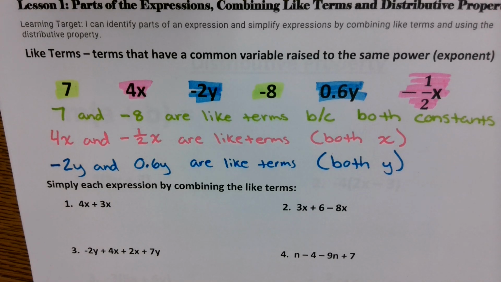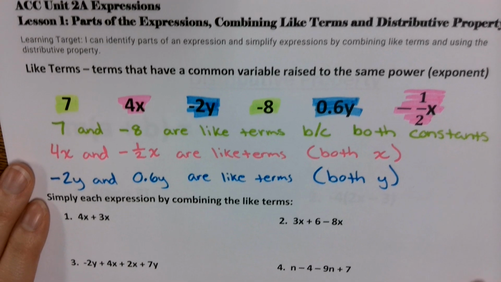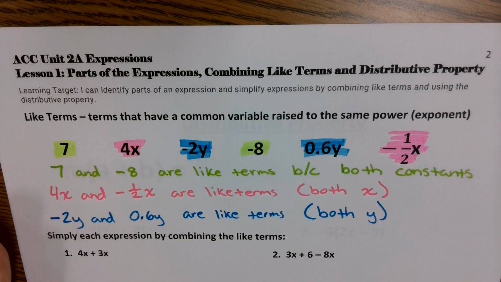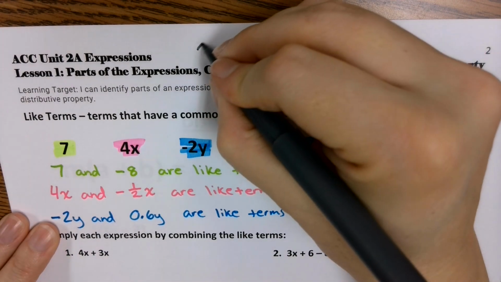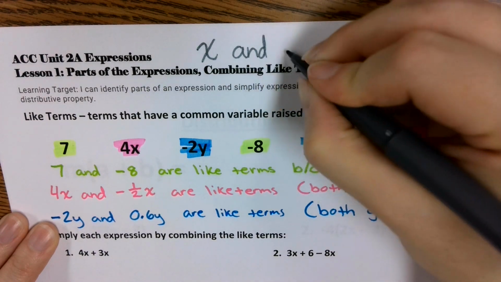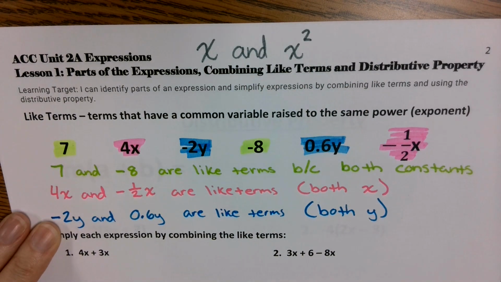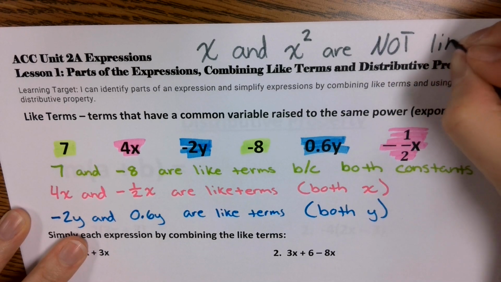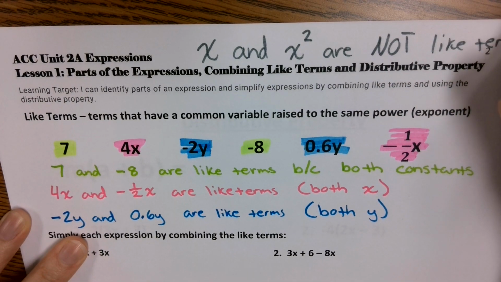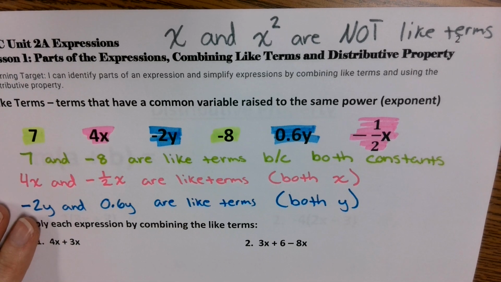Now, again, keep in mind, I want to make sure you guys understand this, so let me go ahead and write this up at the top because this is really important to remember. I'll put it in my little black. x and x squared are not like terms. x and x squared are not considered to be like terms. When you start adding exponents onto your variables, that creates a different value.